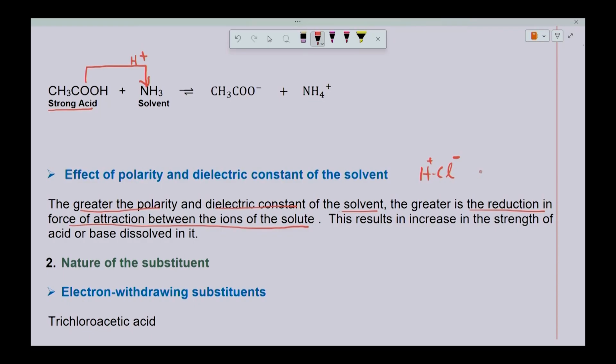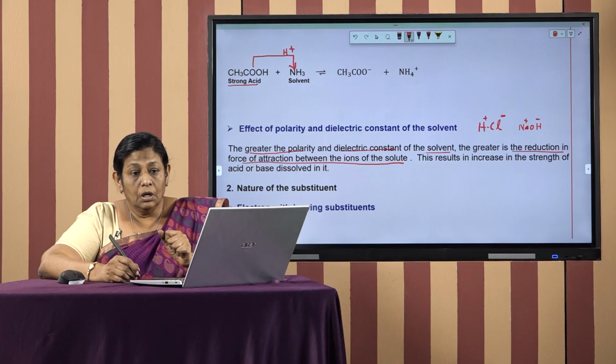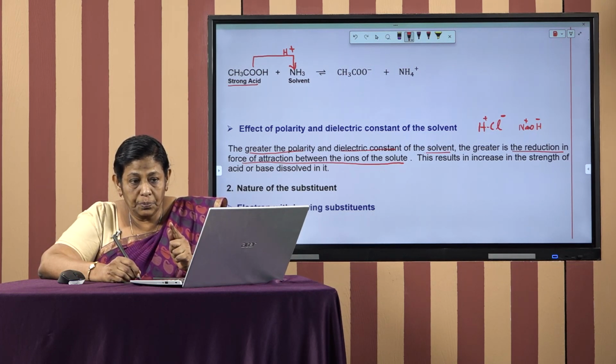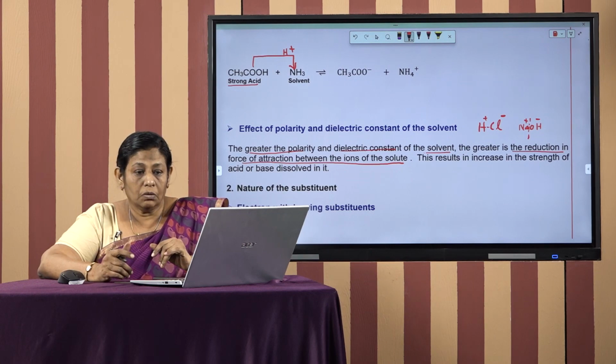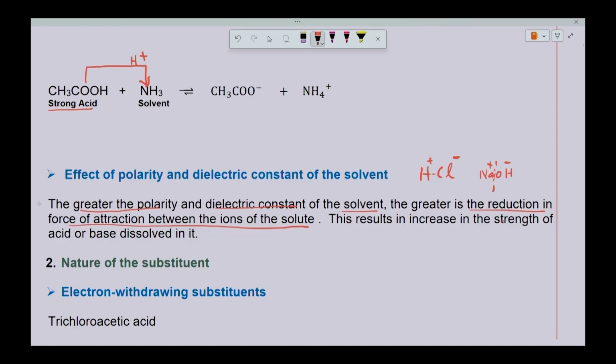Now, let me take another one like sodium hydroxide, Na plus and OH minus ions. Here, there is attraction between Na plus and OH minus ions. Now, if the polarity of the solvent is greater or its dielectric constant is greater, this attraction gets weakened. So, what happens? It readily ionizes to give its ions. Okay. This results in the strength of the acid or the base dissolved in it.